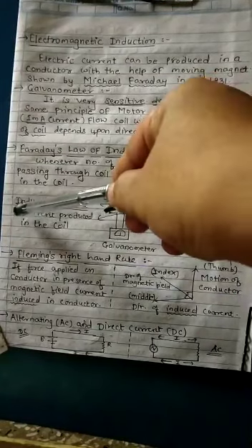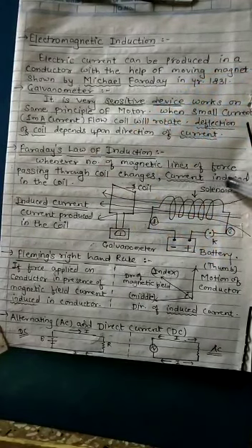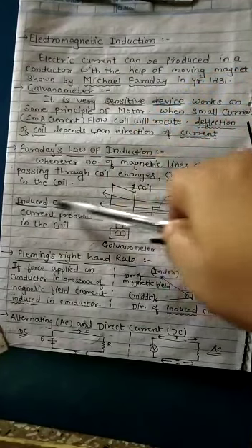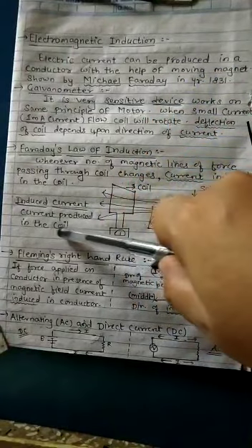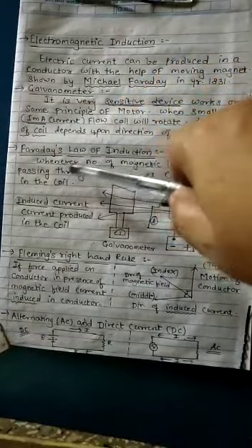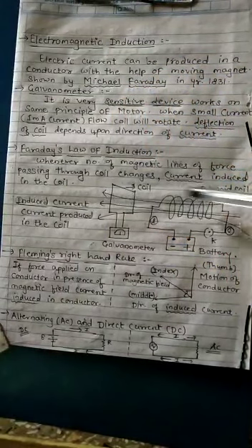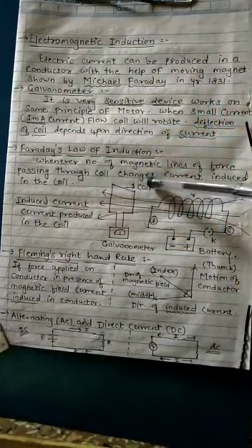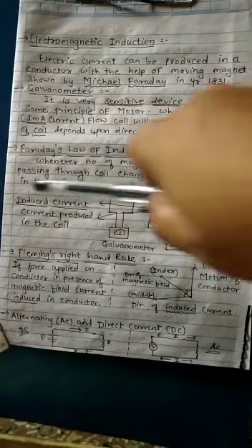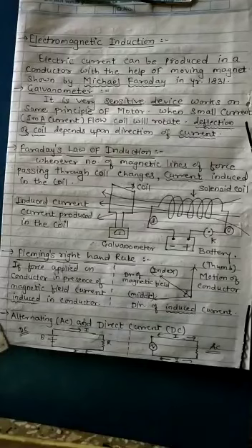And the next one is induced current. Here the word induced current is used. So what is the induced current? Induced means produced. Current produced in the coil. So I repeat again, Faraday's law of induction: whenever the number of magnetic lines of force, as you can see in the diagram, passing through the coil changes, current is induced in the coil. So this is Faraday's law of induction.